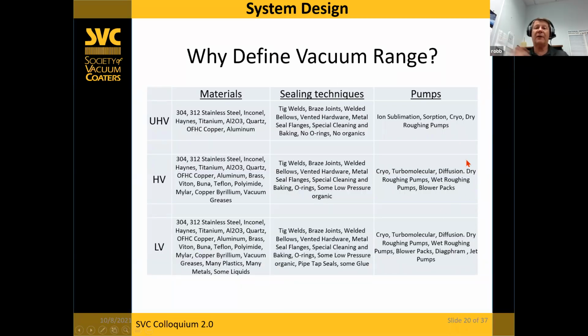This is a little chart I composed, and it just demonstrates that the lower in pressure you go, i.e. the higher up you go on this chart, the fewer materials and pumps you can use to make the system and put in the system. The higher you go in pressure, from HV to low vacuum, the more materials are applicable, and the more techniques of joining and sealing are applicable as well.